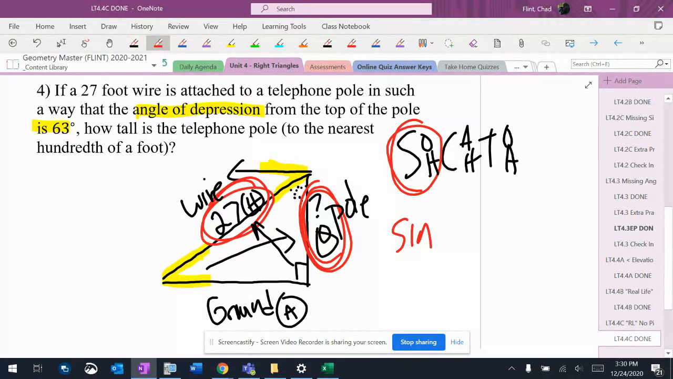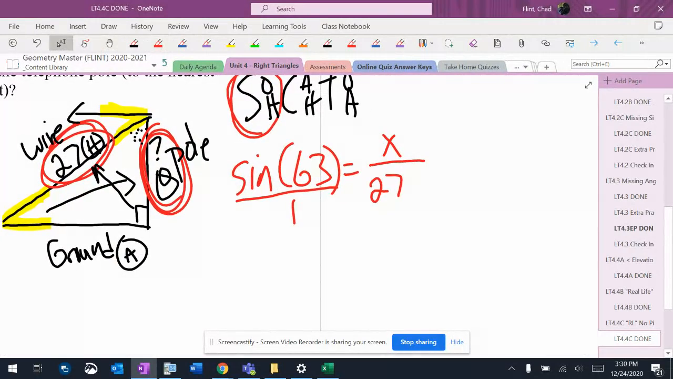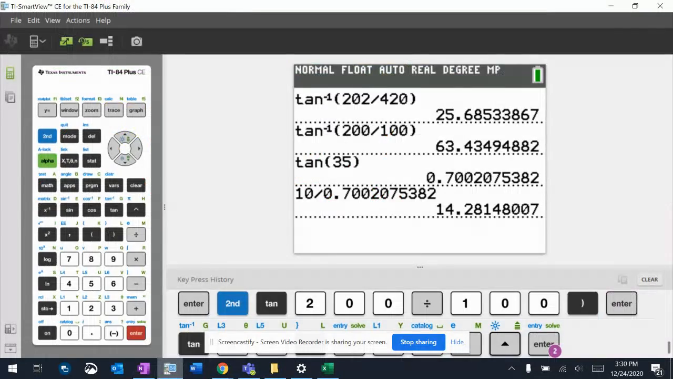which means this is going to be a sine problem. So sine equals a fraction. The angle is 63. The opposite I don't know. The hypotenuse is 27. I know the angle. That means it's a cross multiply problem. Okay, so I need to go ahead and go to my calculator.